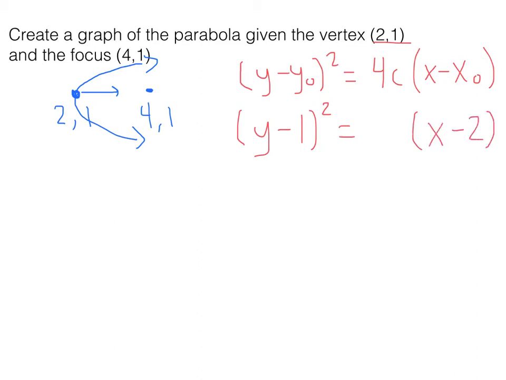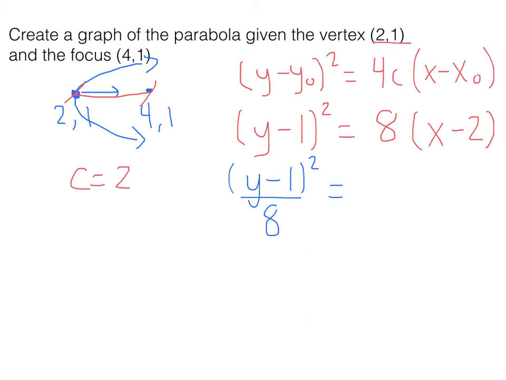And I also know my c value. My c value is the distance from the vertex to the focus. This c value is going to be a positive 2 because I'm moving to the right. So then 4 times c is 8. The only thing left is to create a table of values. So this time, instead of solving for y, I'm going to solve for x. The reason behind that is that it's going to be so much easier to plug in y values instead of x values.